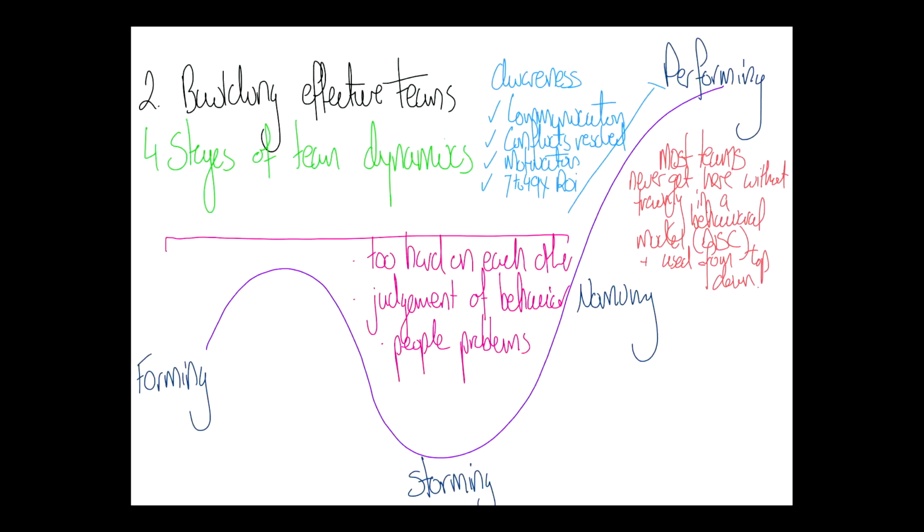The fourth stage of group dynamics is performing. Now, the truth is, most teams never get here without training. Most teams never become a high-performing team. And there's a number of reasons which we're going to explore right now. So let's go back to the start. A group comes together and they form.